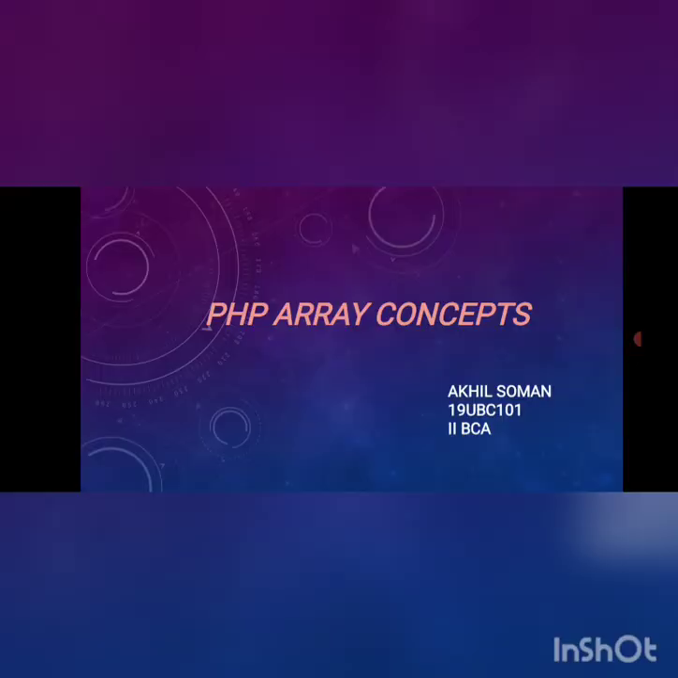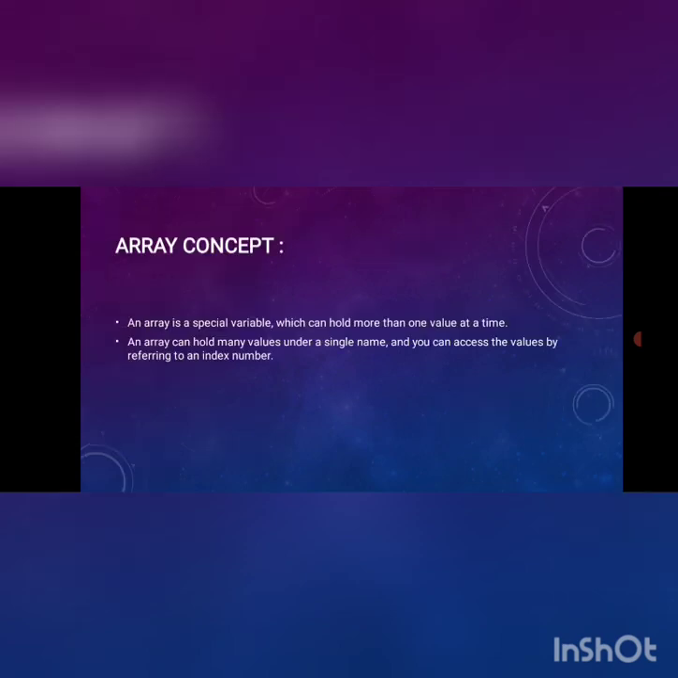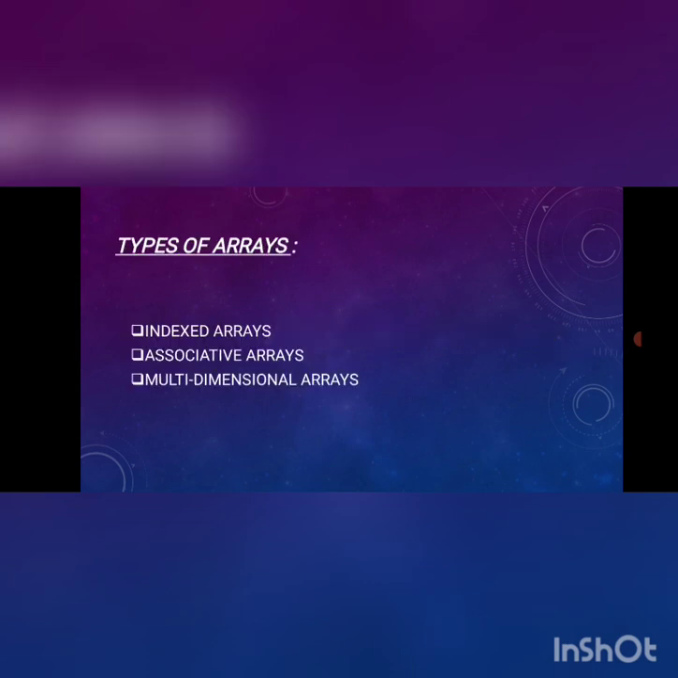As I have mentioned, there are three types of arrays in the array concept. We are just going to explain briefly the concept of arrays, its definitions and the sample programs. Array concept: an array is a special variable which can hold more than one value at a time. An array can hold many values under a single name, and you can access the values by referring to an index number. In PHP, the array function is used to create an array. There are three types of arrays: indexed array, associative array and multi-dimensional array.